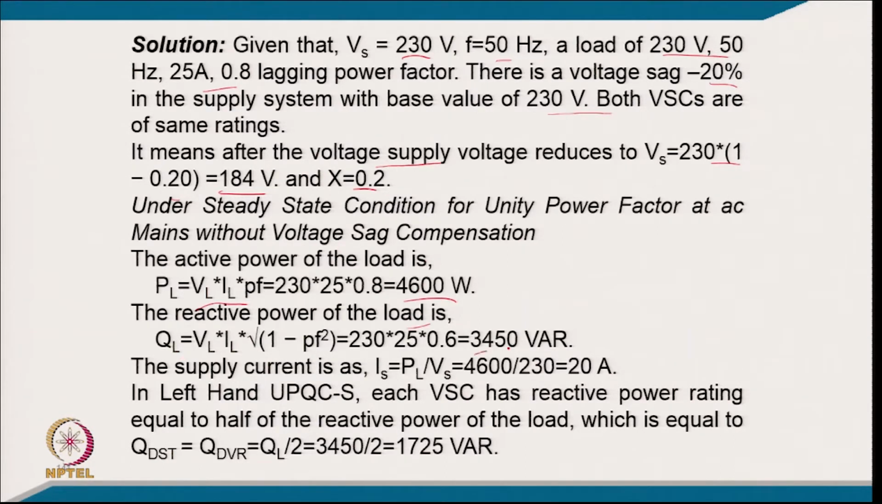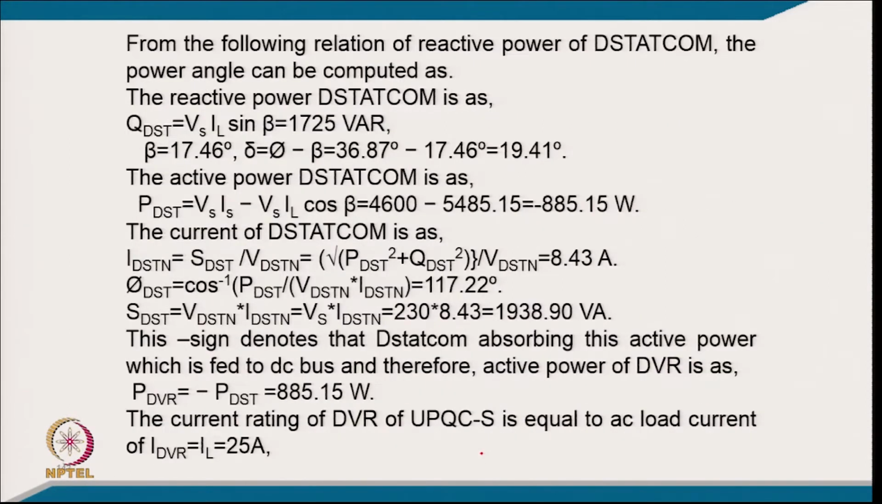and the reactive power of the load comes to 3450 VAR. The supply current, from power and voltage because power factor is unity on the supply side after compensation, comes to 20 ampere. In the left hand UPQC each VSC has a reactive power rating equal to half of the reactive power of the load, which is QL upon 2. So, it comes to 1725 VAR.